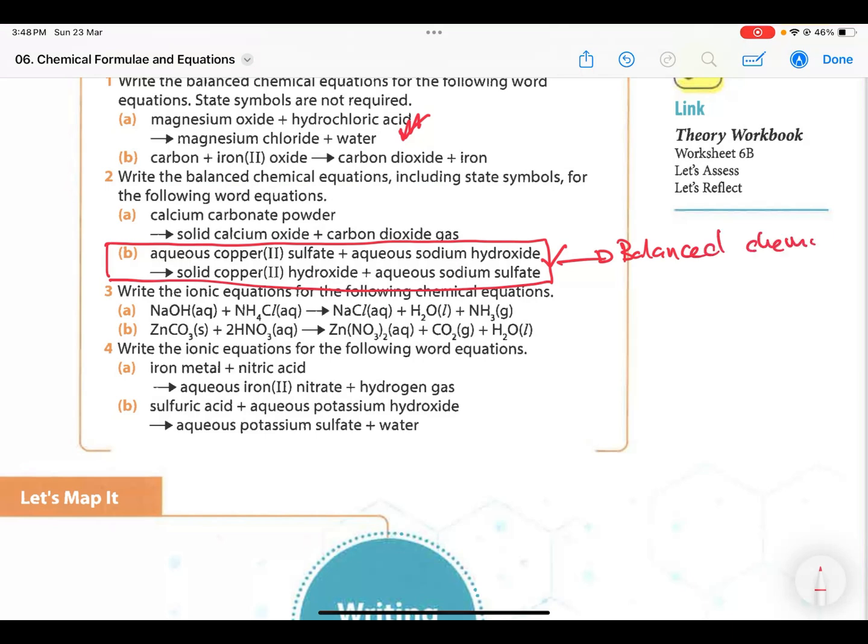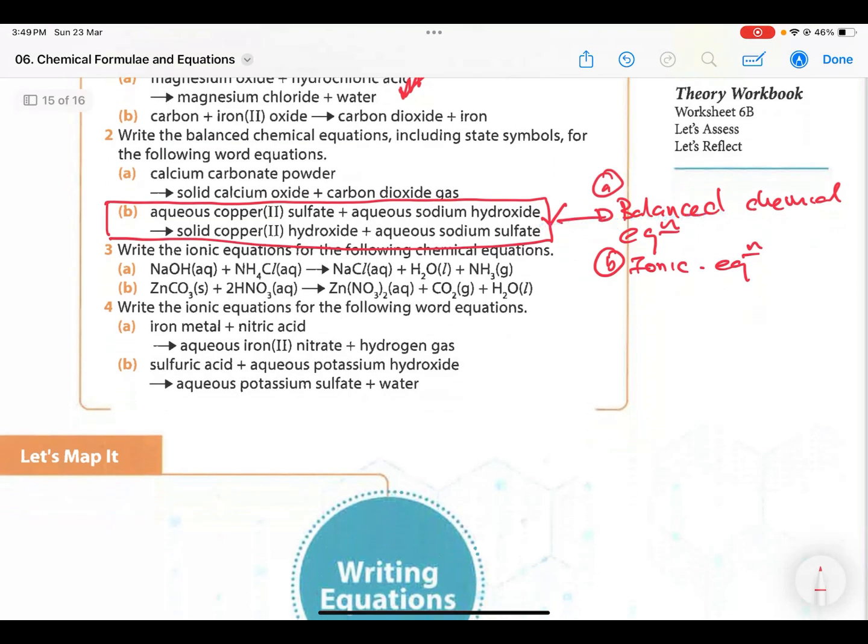So you can actually pause here to do on your own. Then after that, you can see whether you get it correct. I'm going to do the balanced chemical equation for this. After that, I'll proceed to do the ionic equation, just to wrap up this whole question. So let's start here, balanced chemical equation.